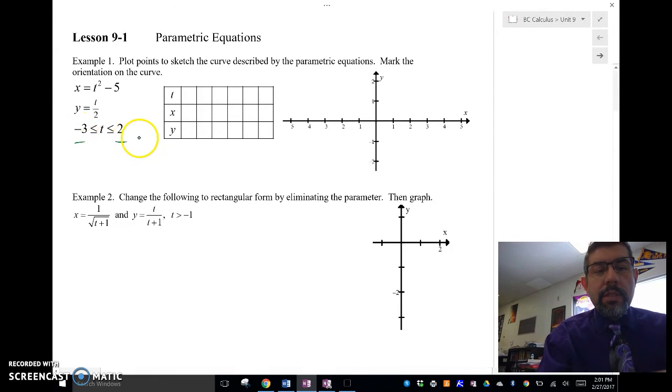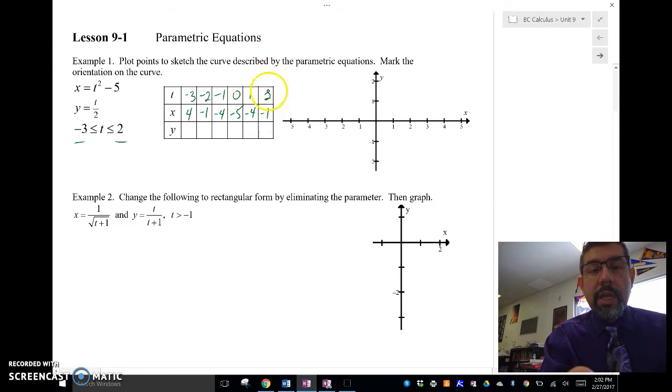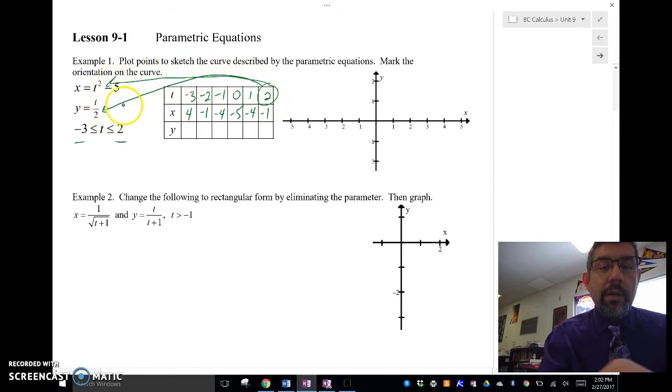Now we're going from -3 to 2, so I'm just going to put time as -3, -2, -1, 0, 1, and 2. I'm going to plug in my t into my x equation and my y parametric equation, and then come out with my x and y coordinates. So when I plug in -3 in there, I'm going to get 9 minus 5, which is 4. I'm just doing this so we can speed it up, but again, you're going to plug in t right there, and then you're also going to plug it in right here, and you're going to get the values for y.